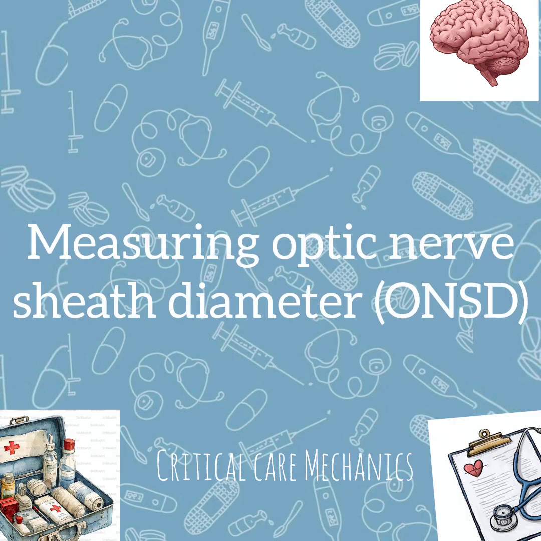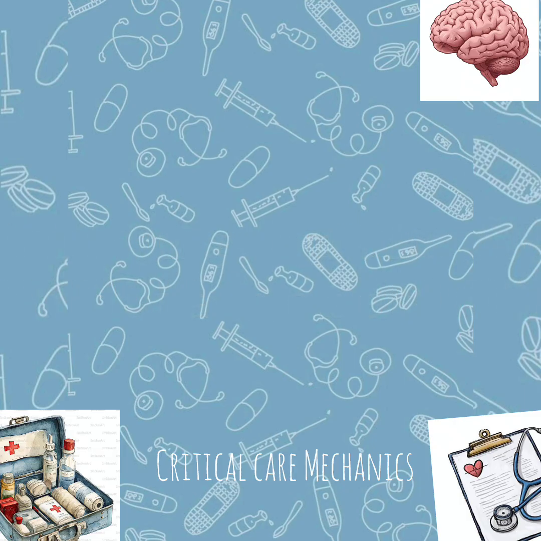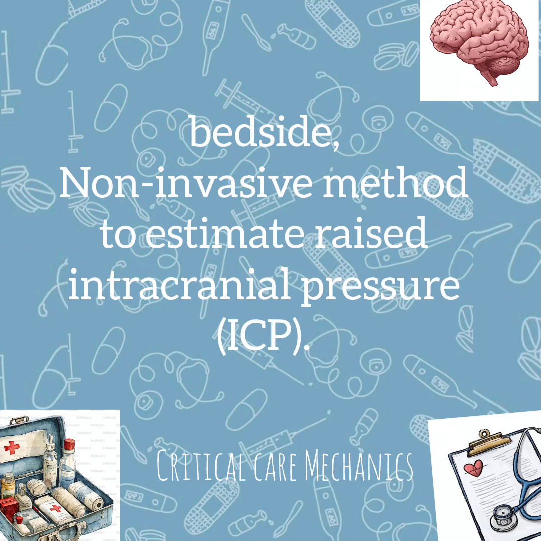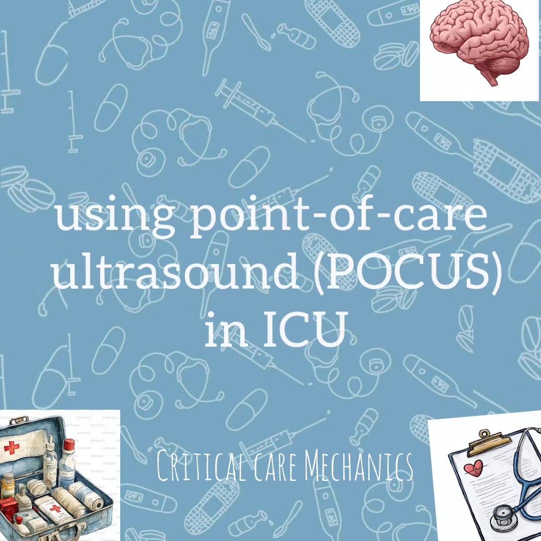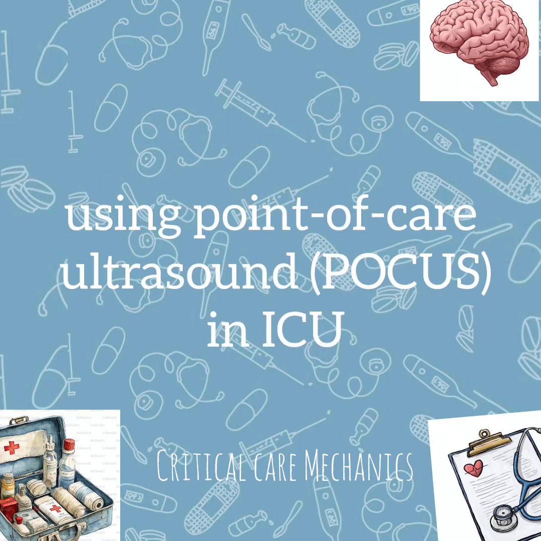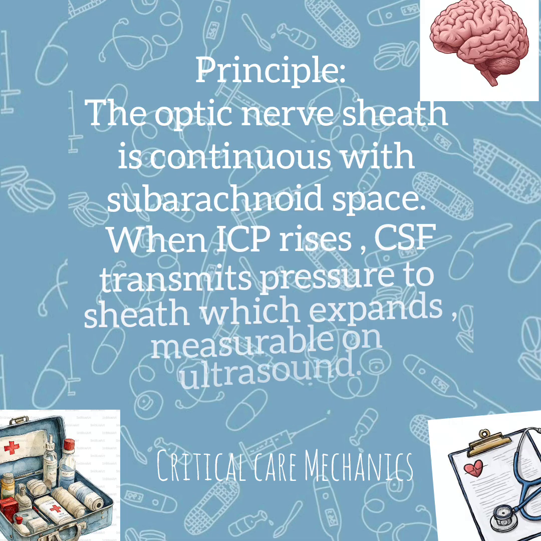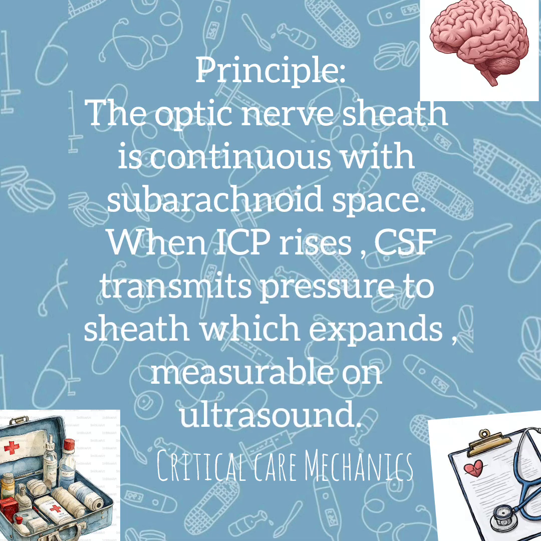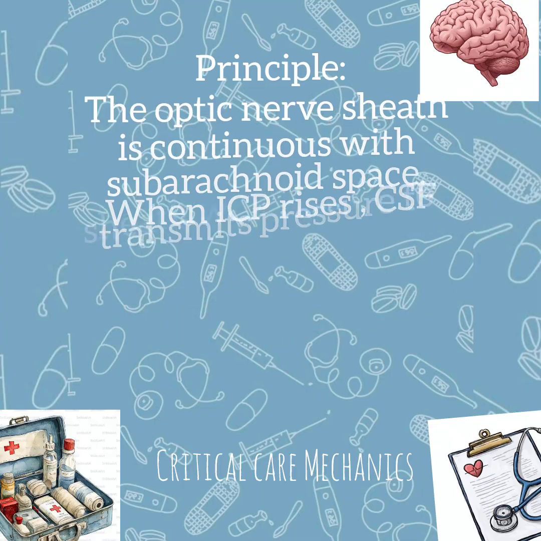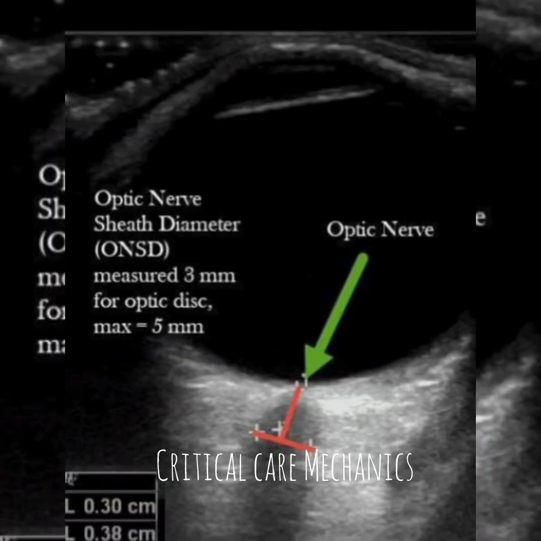Measuring optic nerve sheath diameter (ONSD) is a valuable, bedside, non-invasive method to estimate raised intracranial pressure (ICP). It's commonly done using point-of-care ultrasound (POCUS) in ICU and emergency settings. Principle: the optic nerve sheath is continuous with the intracranial subarachnoid space. When ICP rises, CSF transmits pressure to the sheath, which expands and is measurable on ultrasound.